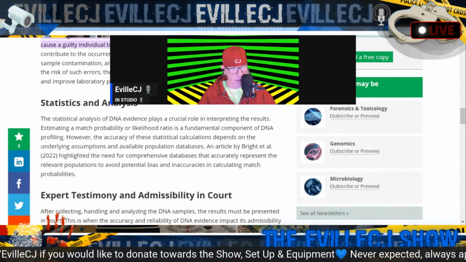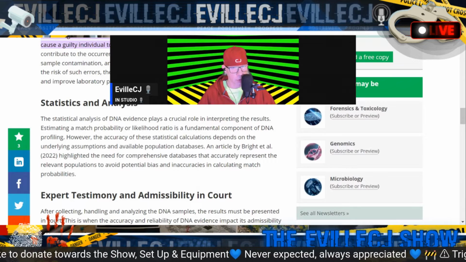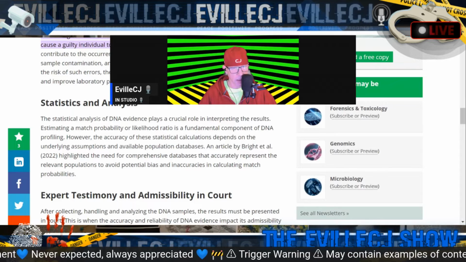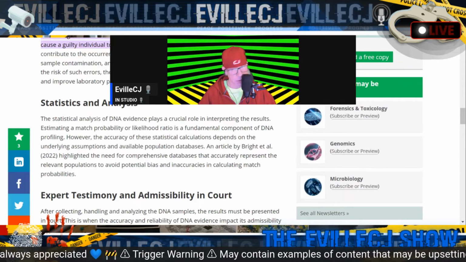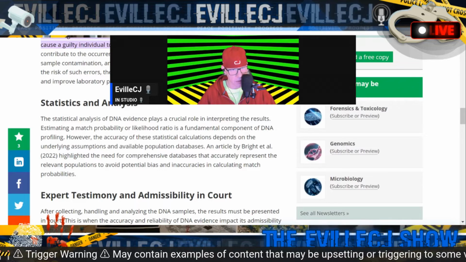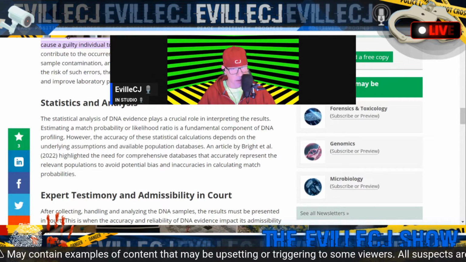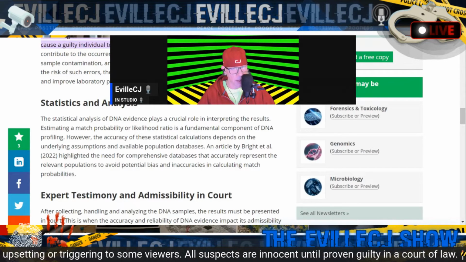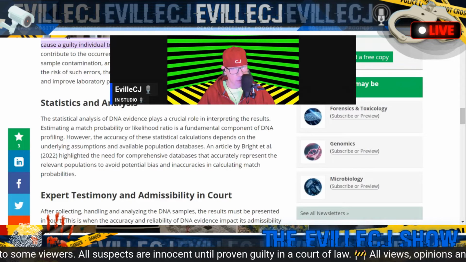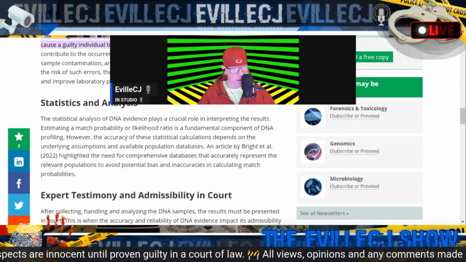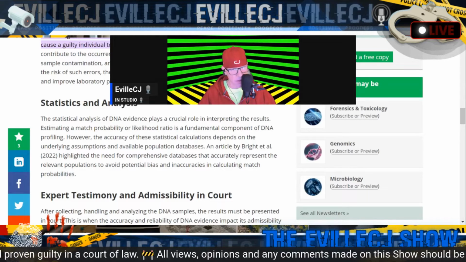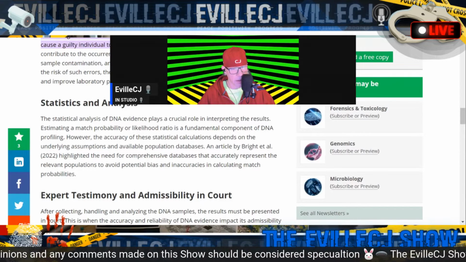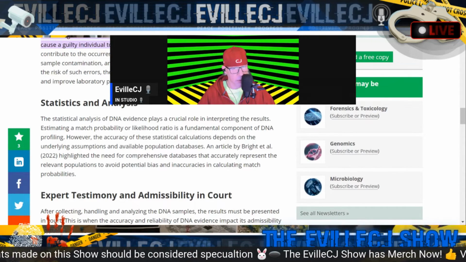The statistical analysis of DNA evidence plays a crucial role in interpreting these results. Estimating a match probability or likelihood ratio is a fundamental component of DNA profiling. However, the accuracy of these statistical calculations depends on the underlying assumptions and available population databases. An article by Bright in 2002 highlighted the need for comprehensive databases that accurately represent the relevant populations to avoid potential bias and inaccuracies in calculating match probabilities.